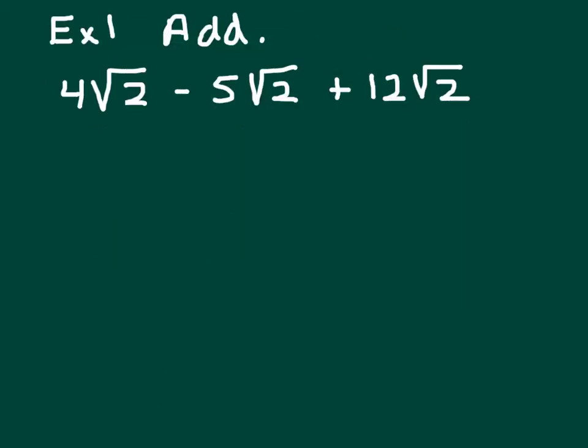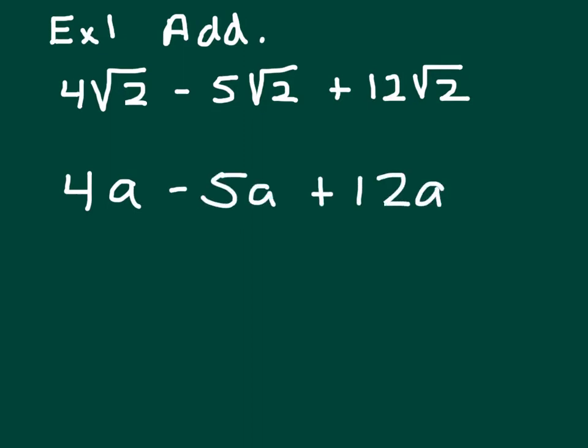Now in example 1, first of all, it says add. Now I've got an expression that has 3 terms. So I have 4 radical 2, that's one term. I have 5 radical 2, that's a second term. And I have 12 radical 2, which is a third term. Now just like the example that I gave on the previous screen, instead of using letters, instead of having 4a minus 5a plus 12a, they've got 4 radical 2, 5 radical 2, 12 radical 2. They all have radical 2's.